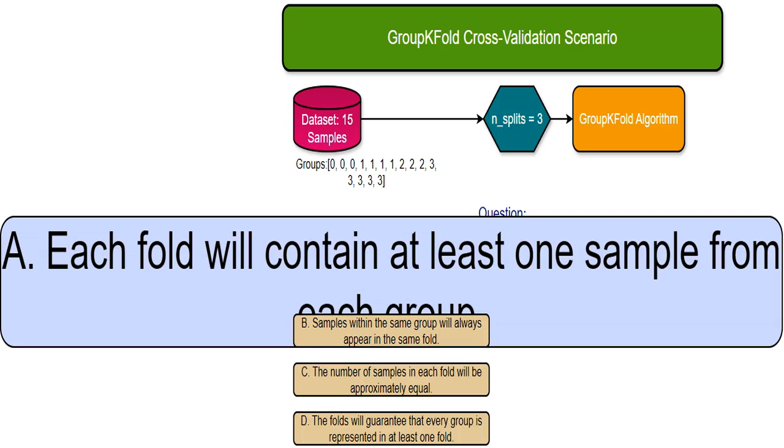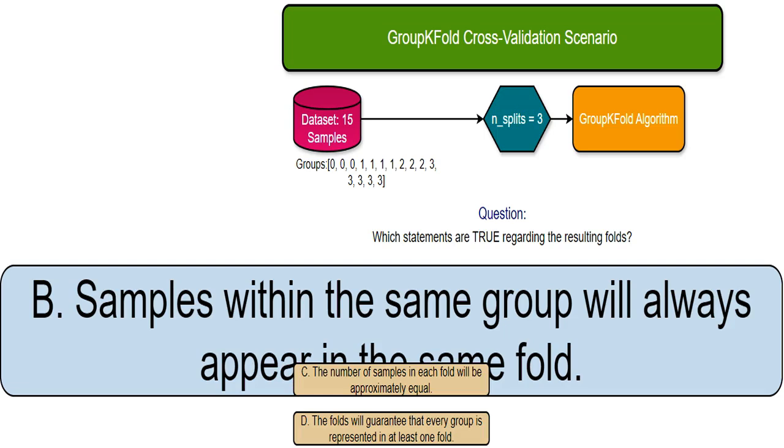This statement asserts that the GroupKFold algorithm will respect the group structure and maintain samples within the same group in the same subset. This is a core principle of GroupKFold, ensuring that samples from the same group are not split across different folds to prevent data leakage. This statement claims that every group will appear in at least one fold. This is to ensure each group is represented in the validation process to prevent bias.